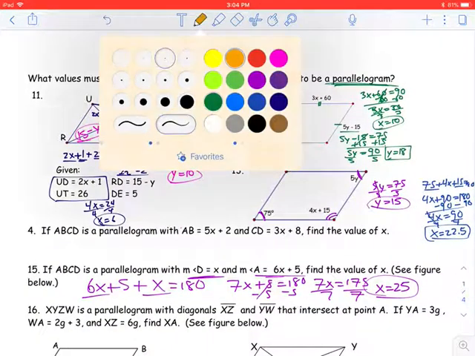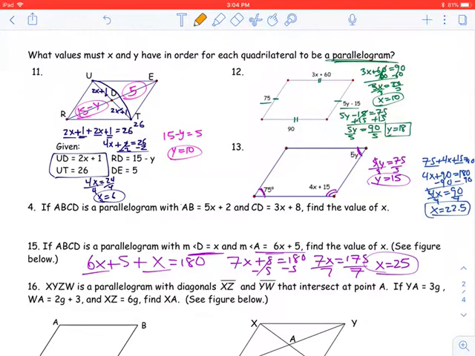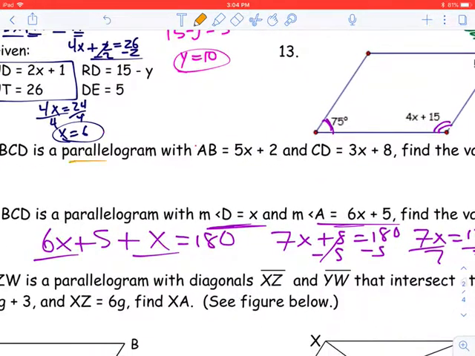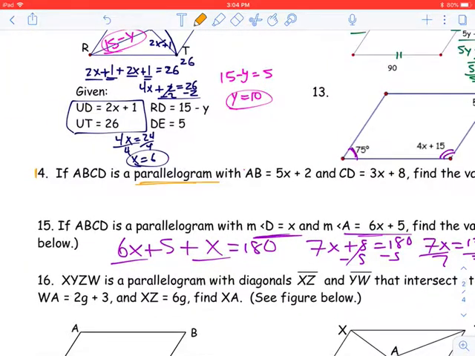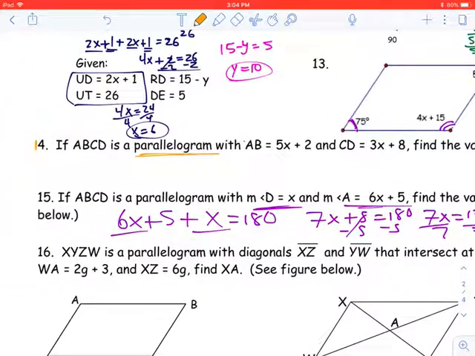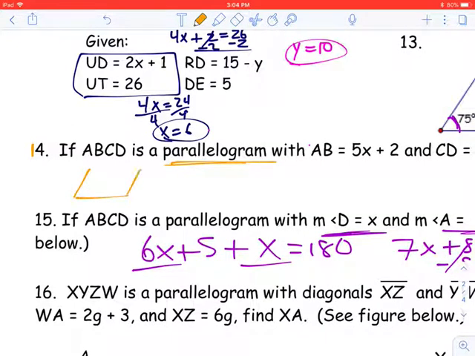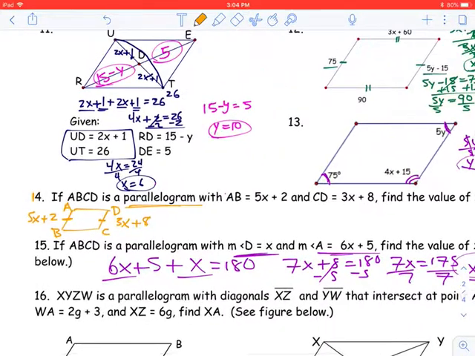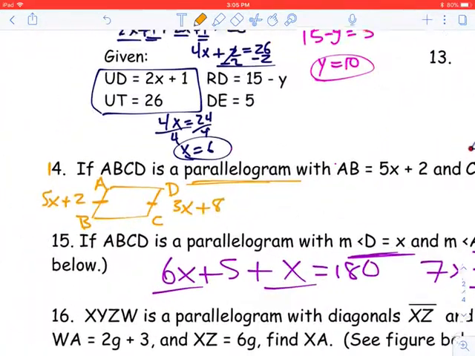All right. So let's look at number 14. That's supposed to say 14, I believe. So number 14 is also a parallelogram. So if it's A, B, C, D, since I don't have a picture, I'm going to draw myself one just to make sure I understand where everything is. It says AB right here is 5x plus 2, and CD, which is opposite, is 3x plus 8. Once again, I just did one just like this where opposite sides are congruent.